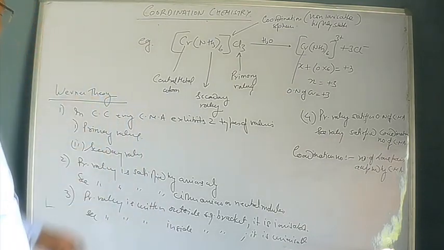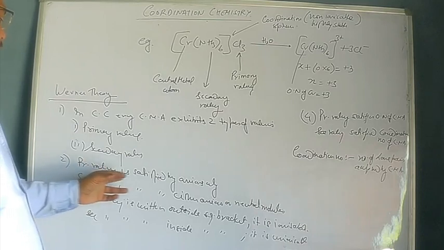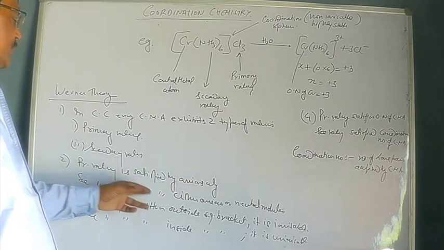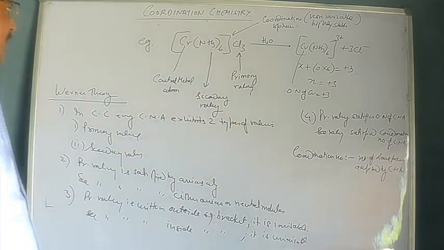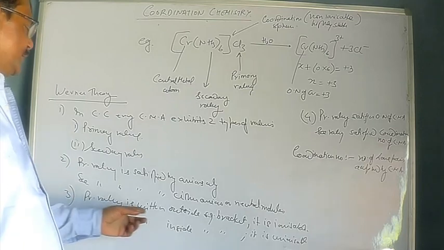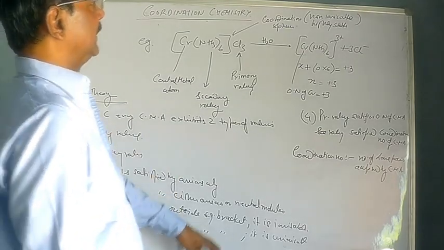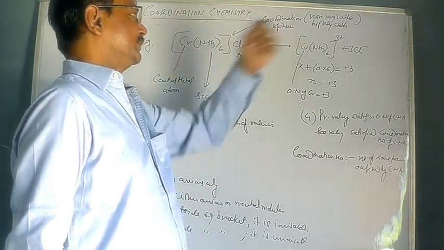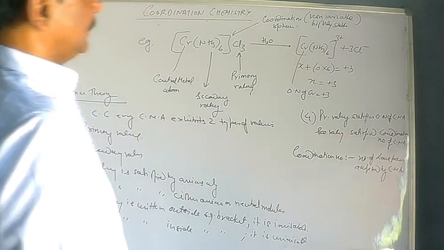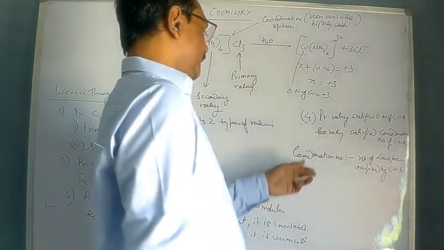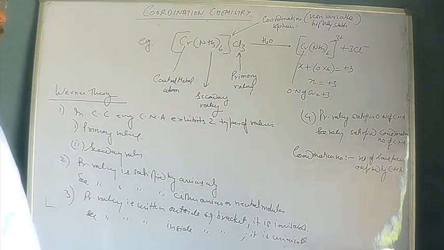So class, I repeat again. In coordination complexes, every CMA exhibits two types of valency, primary valency and secondary valency. Primary valency is satisfied by anions only. Secondary valency is satisfied by either anions or neutral molecules. In this case, you are showing by neutral molecules. In due course of time, I'll tell you about anions also. Primary valency is written outside square bracket. It is ionizable. Secondary valency is written inside square bracket. It is unionizable. You see, I have already written you coordination sphere here. It is not ionizable and highly stable. Primary valency satisfies the oxidation number of CMA. Secondary valency satisfies the coordination number of CMA. And what is coordination number? Number of lone pairs accepted by CMA. So class, this was your Werner theory.